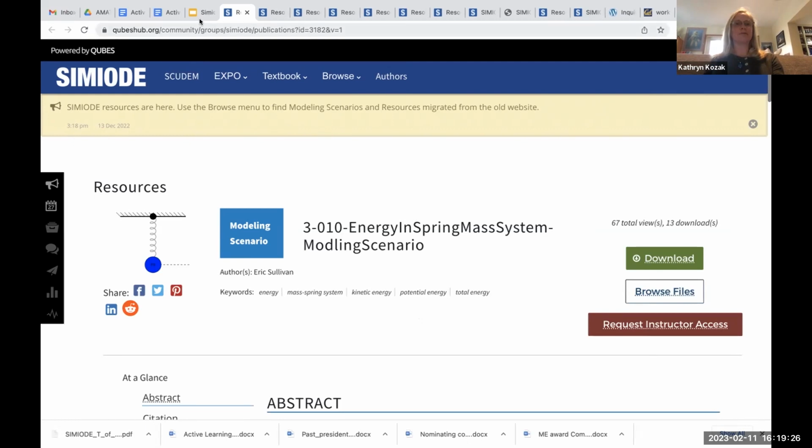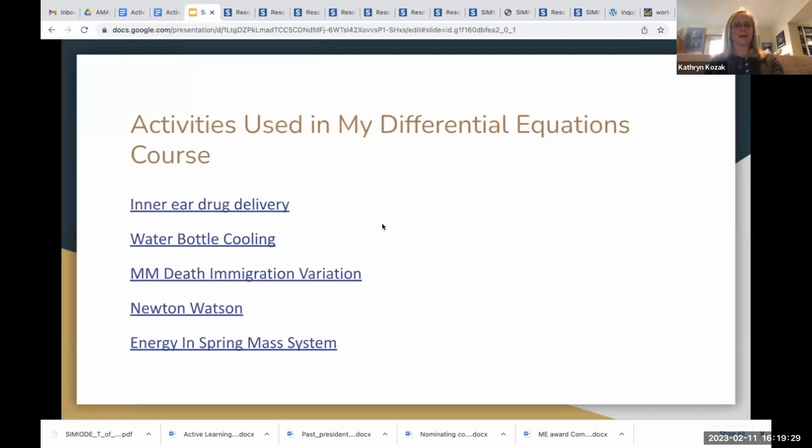And as I said, I've tried to create some other activities that I use that I've either modified from the inquiry-based learning or from some other pieces that I've brought in.